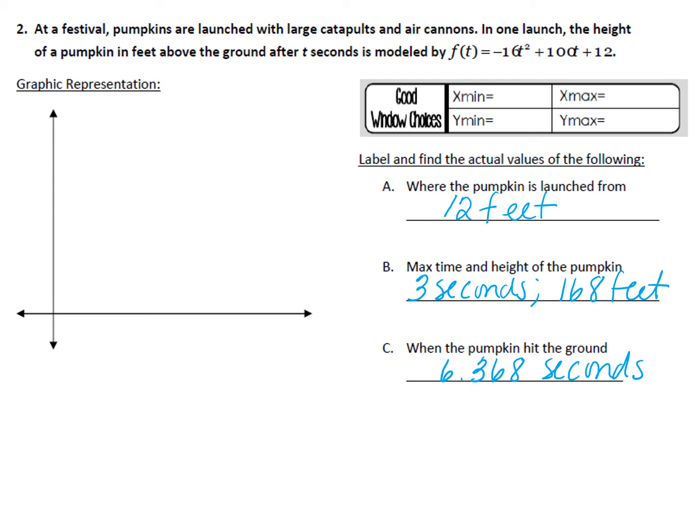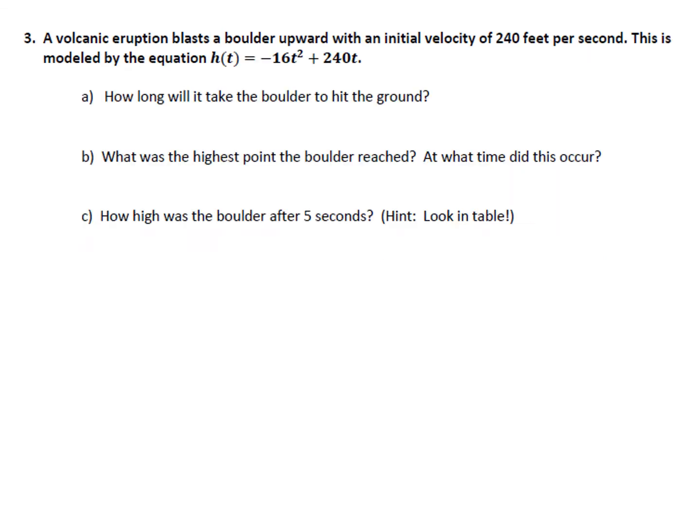All right, let's look at another one. So this time we're talking about a volcano. It says a volcanic eruption blasts a boulder upward with an initial velocity of 240 feet per second. Just a reminder that initial velocity is always going to be the coefficient of the t term or the x term, so that linear term. And then it gives us that equation, h of t equals negative 16t squared plus 240t.